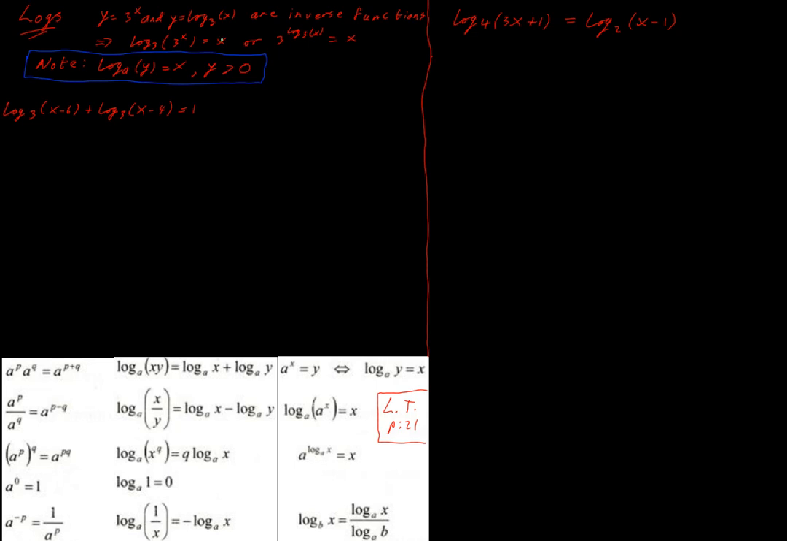Now you can see that more clearly by applying the power rule. You would end up with x multiplied by log to the base 3 of 3 to the power of 1, which would just be 1, so you'd end up with x multiplied by 1. But regardless, we have to remember that log and exponential are inverses of each other.